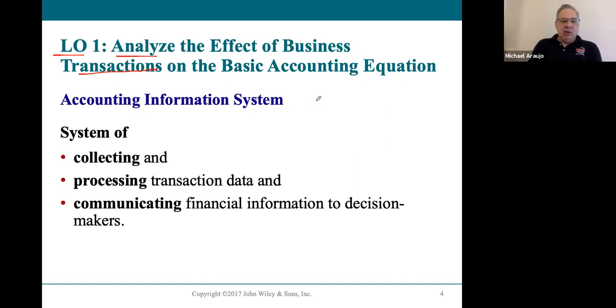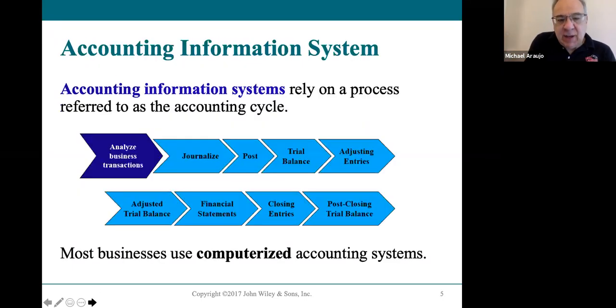So accounting, as you know, is quite a system. It collects information, it processes data, and it communicates that data through financial statements and other financial information for managers, creditors, investors, others for decision-making purposes. So that's the broad look at things.